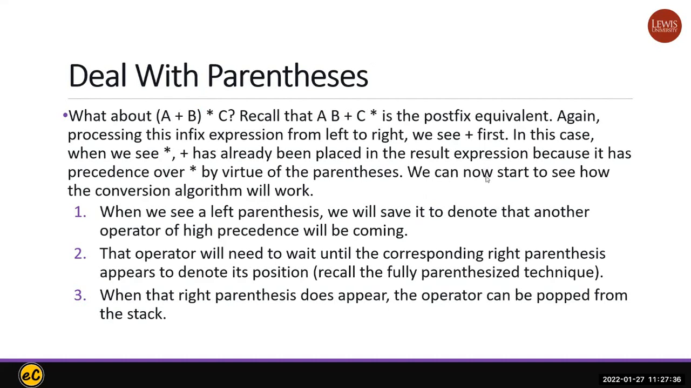So we can now start to see how the conversion algorithm works. Okay, when we see the left parenthesis, we will save it to denote that another operand of higher precedence will be coming. Okay, and then the operator will need to wait until the corresponding right parenthesis to denote its position. So when the right parenthesis happens, or the times operator comes, you can determine whether you should pop out your plus sign or not. If it is a multiply sign, then you don't pop out. If it's a parenthesis sign, then you will pop out. Okay.